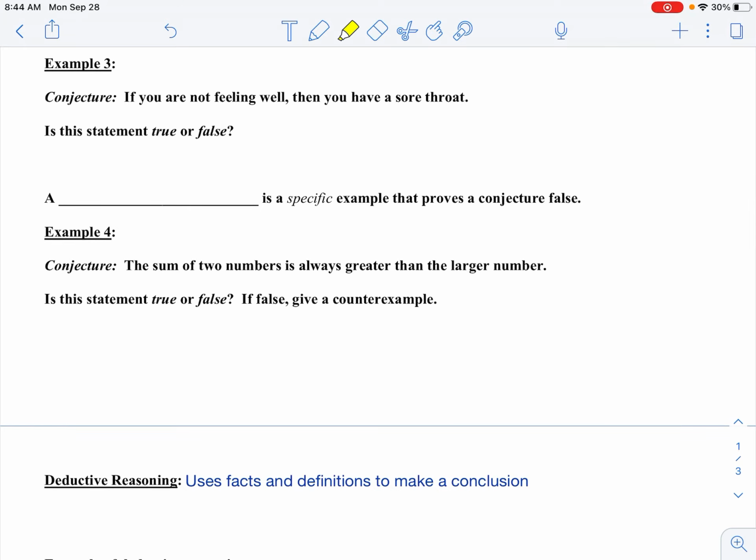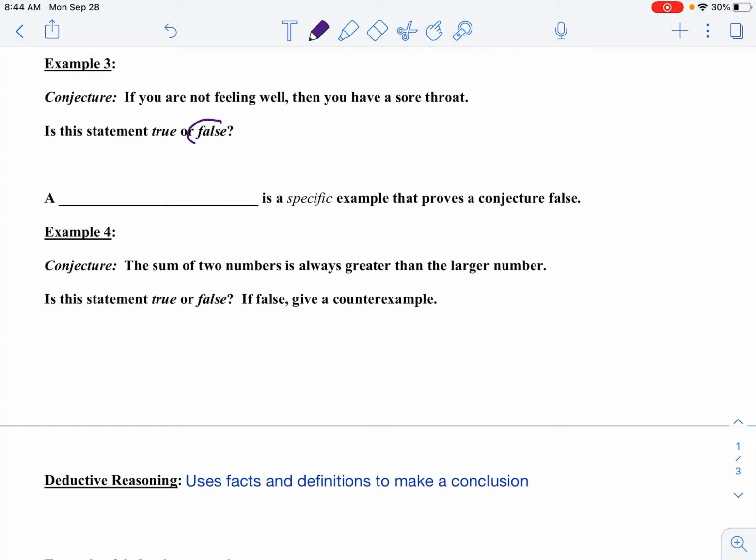Example 3, conjecture: if you are not feeling well, then you have a sore throat. This is an unproven statement, just based on observations of maybe you have felt unwell and you had a sore throat. So is this statement true or false? We're going to talk about this in a second, but just because I felt bad and I had a sore throat and that was the cause, does not mean that has to be true all the time.